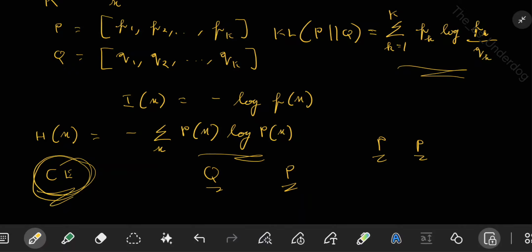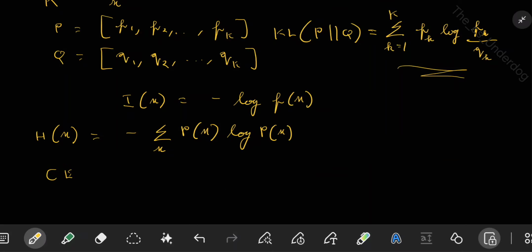In case of cross entropy, you are using the wrong model. That is, you are using Q and then you are trying to encode outcomes from P. In that case, what is the average number of bits? That is what cross entropy tells you. What is the formula for cross entropy? In this case, it will be minus sum over all the x, P of x into log Q of x. So this is your cross entropy.